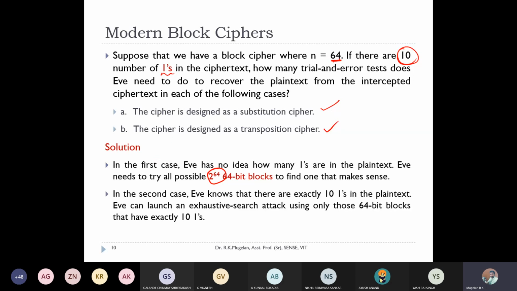Whereas if you go for the second case where you are using a transposition cipher, he knows that 10 ones are going to be present in the plain text. So he has to try only the different combinations of the positions of ones in the entire message. Right. So in the entire 64-bit block, what are the various positions of 10 ones that can be chosen? So you can make far fewer trials compared to substitution cipher to find the answer. Right.